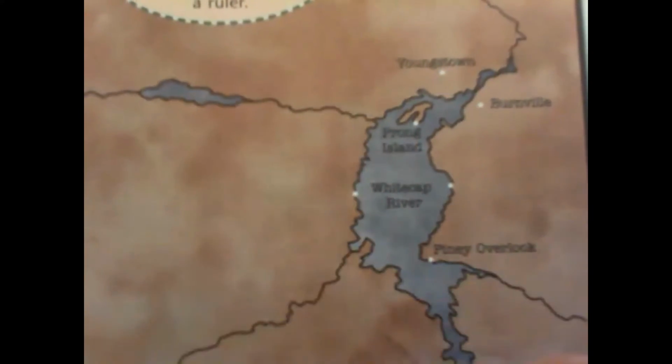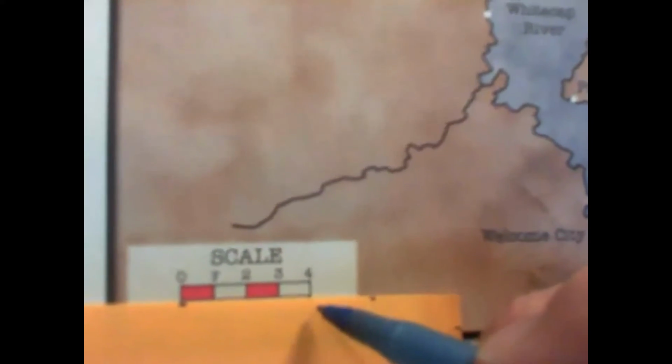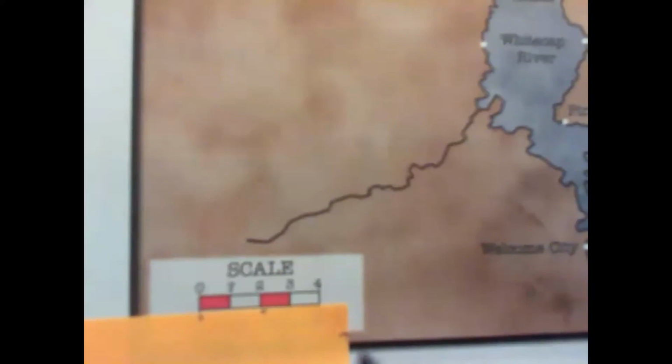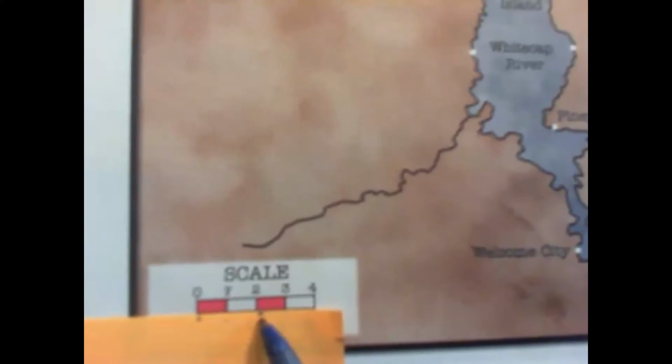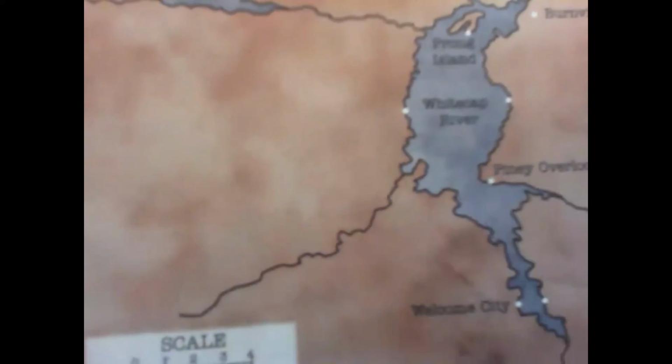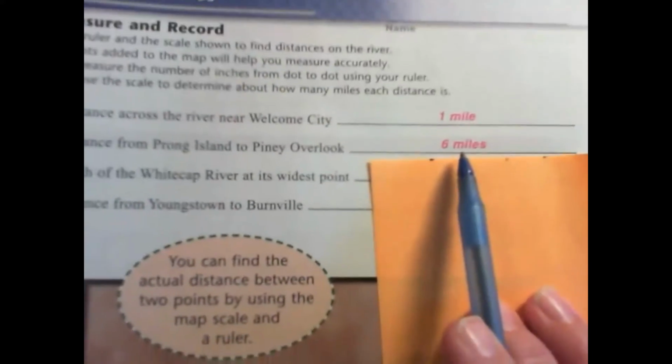Now I'm going to come down here and I'm going to see what they measure. Okay, so it's going to be between these. All right, well, we know this is 4 miles, right? So now we got to figure from here to here. 5, 6. 6 miles from Prong Island to Piney Overlook. So your answer on number 2 then is 6 miles. We had to kind of double up on that, didn't we?